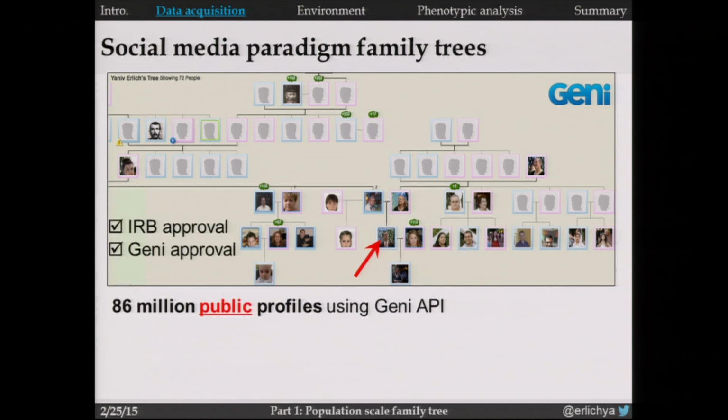With permission of our IRB and Geni.com, we downloaded all the public information from the website. We started this study in 2011, and we downloaded the first round, and then in 2015 we did another round of download, and so far we collected 86 million public profiles from the website. In the last round, it took us 3 months to download the data, and another 6 months just to organize the data into data structures that are amenable to scientific analysis.